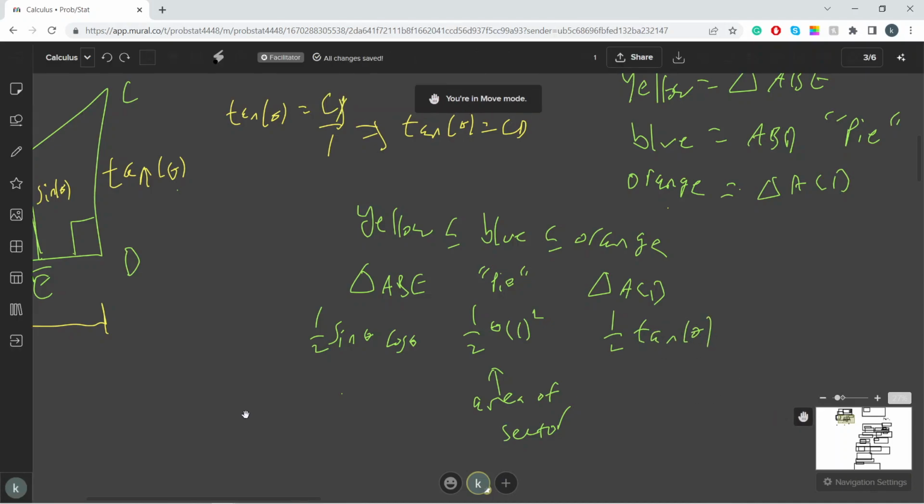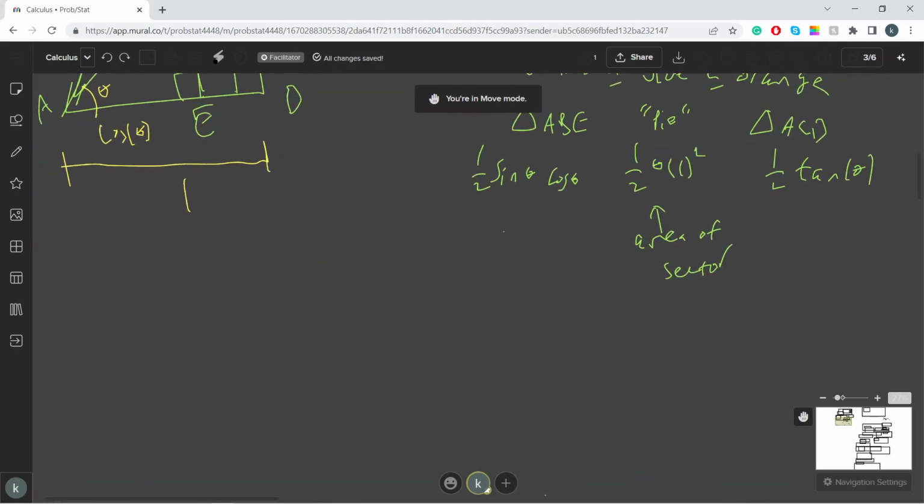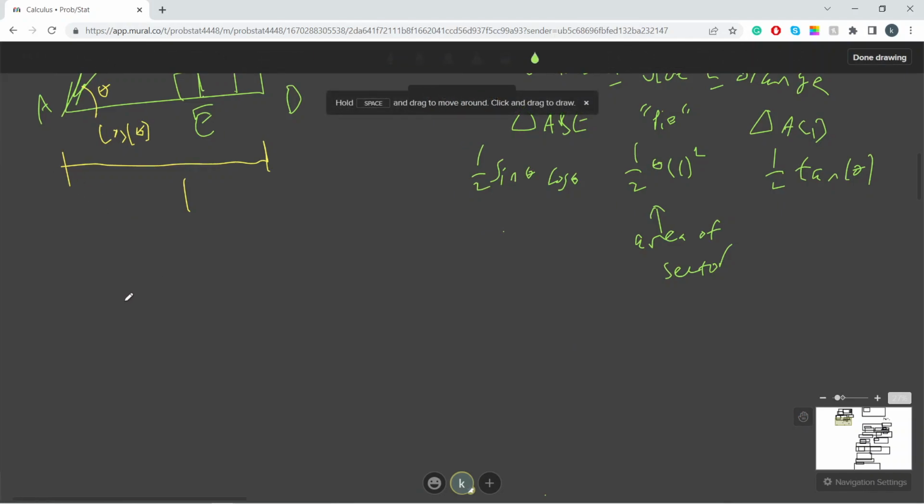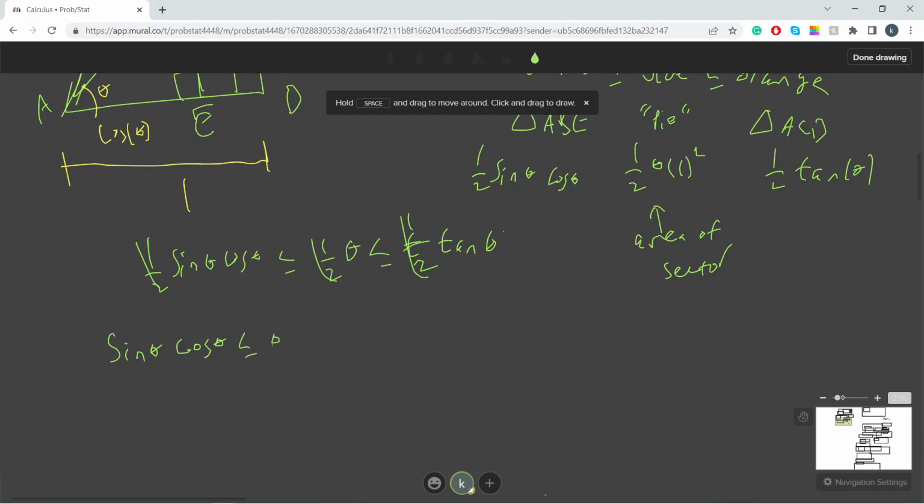Okay, cool. So now that we have this, we can start solving the limit, right? Or start getting to the value of the limit as theta approaches 0 of sine theta over theta. So we know that 1/2 sine theta cosine theta is less than or equal to 1/2 theta, less than or equal to 1/2 tan theta. We can cancel out the 1/2s. So sine theta cosine theta is less than or equal to theta, less than or equal to tangent theta.